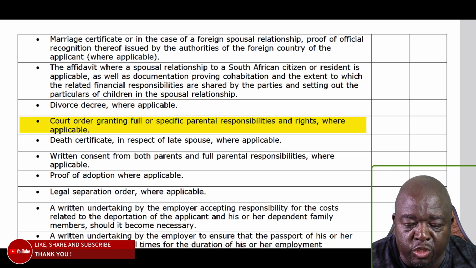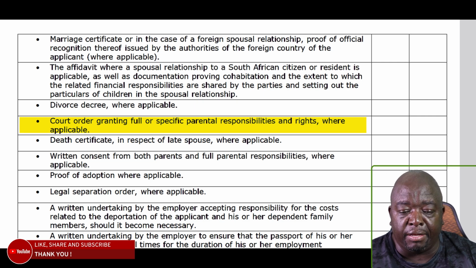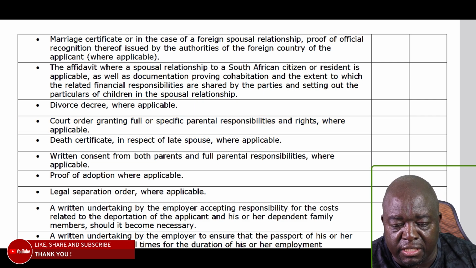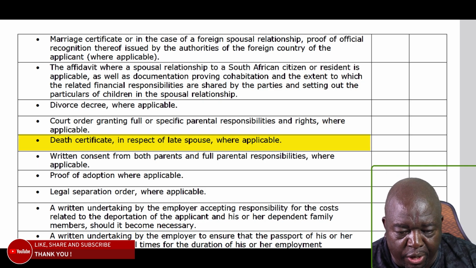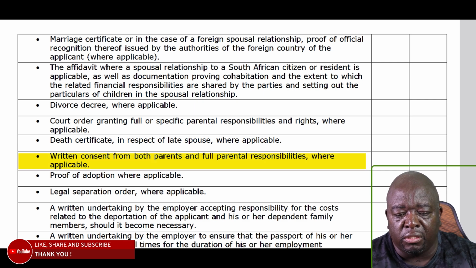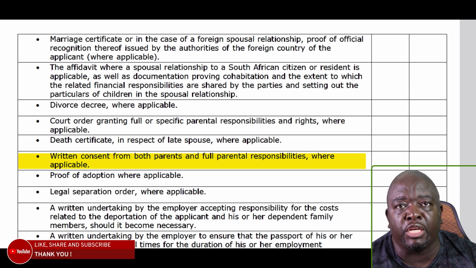Court order granting full specific parental responsibility where applicable, you don't need, it doesn't apply on this one. Death certificate in respect of the late spouse is not applicable. We don't worry about this. Consent from both parents and full parental responsibilities. This is only if you are including the children.